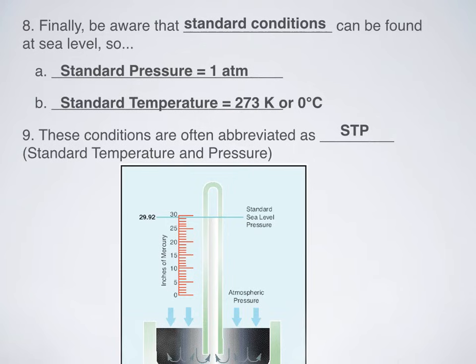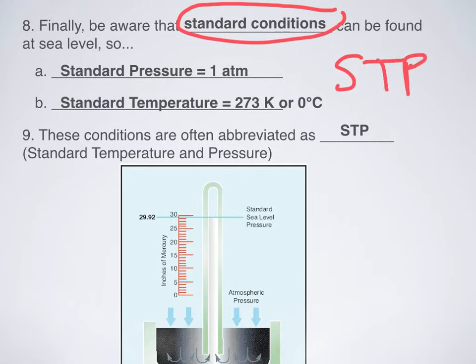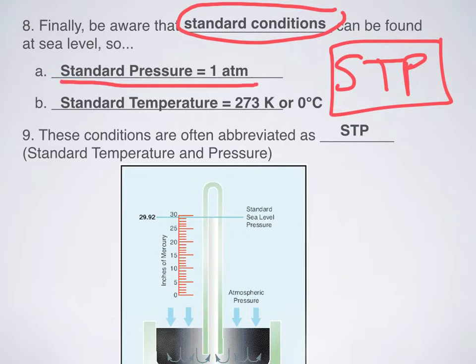The very final thing we need to talk about and be aware of is what exactly are standard conditions, because a lot of times when we do gas law problems, it mentions that everything is at a standard condition. So what does that mean? STP, something that we talked about all the way back in Unit 8: standard pressure is 1 atmosphere. Standard temperature is 0 degrees Celsius, but because we're doing gas law problems, we have to use Kelvin, and so that's 273 Kelvin. We abbreviate that as STP.